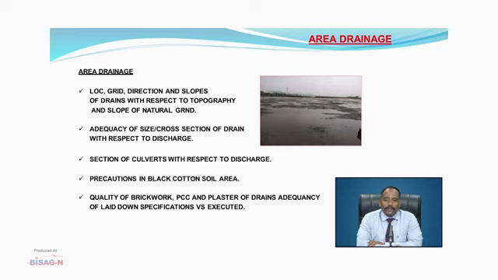Coming to the aspect of area drainage. While planning and executing the area drainage, the location, the grid, the direction of pipes and also the slopes of drains with respect to the topography and the natural slope of the ground has to be checked while executing the job. There has to be adequate number of cross sections of the drain with respect to the discharge and their size. The section of culverts with respect to the discharge has to be ensured.